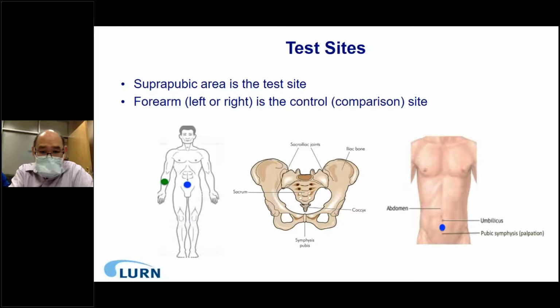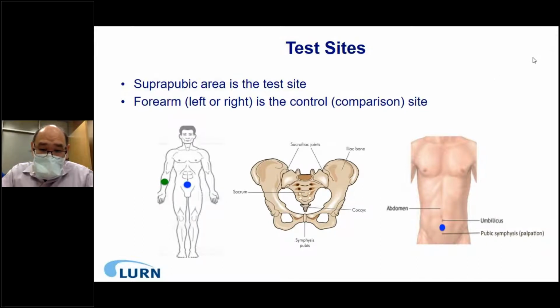The bladder is in the middle anyway. So the forearm side should be pretty obvious to people. It's halfway between the wrist and your elbow. Yeah, okay. You were close. But the suprapubic area, it is not that difficult.